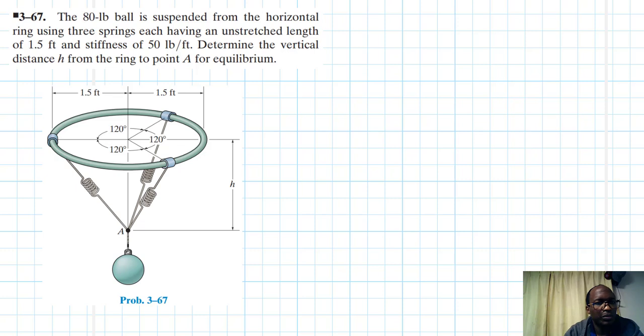This particular problem is coming from the Engineering Mechanics Statics textbook, 13th edition by R.C. Hibbeler. Right, so we have a ball being supported by 3 springs, each having an unstretched length of 1.5 feet and a stiffness of 50 pounds per foot. So one thing to observe in this particular problem is symmetry.